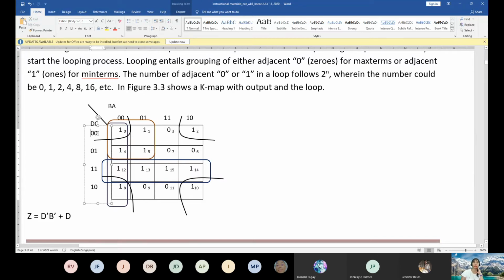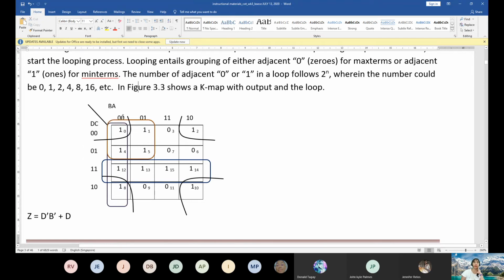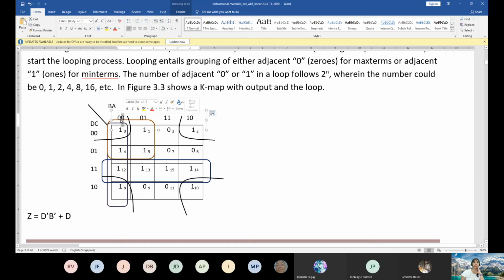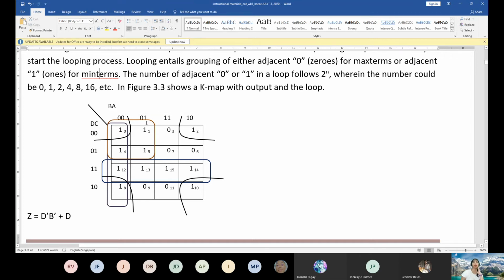So these are again 0, 0, 0, 1, 1, 1, 1, 0. It actually corresponds to input DC. 0, 0, 0, 1, 1, 1, 1, 0 in input BA. So for DC, the first bit is C, the second bit is D. For BA, the first bit is A, the second bit is B.